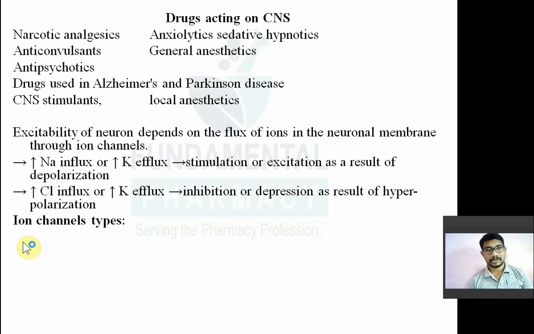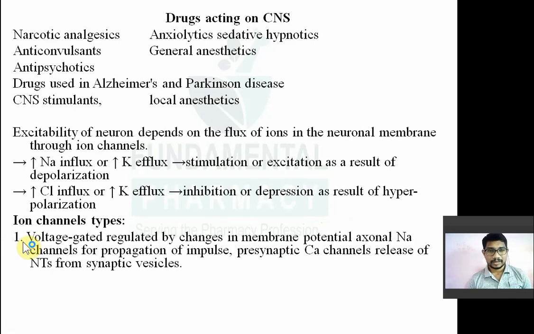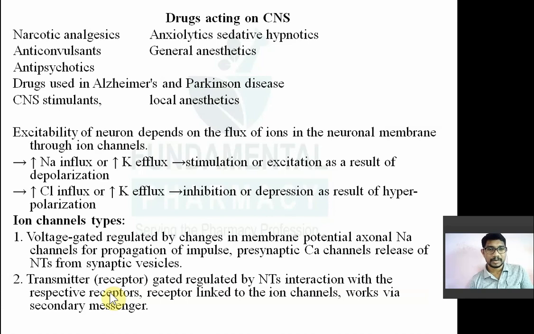So there are different kinds of ion channels. They are either voltage gated ion channels, where the membrane potential changes, such as axonal sodium channels in the axon of the neuron for propagation of impulse, and presynaptic calcium channels for release of neurotransmitter from synaptic vesicles. There are different types of ion channels, voltage gated and then receptor bound or transmembrane transmitter receptor gated ion channels.